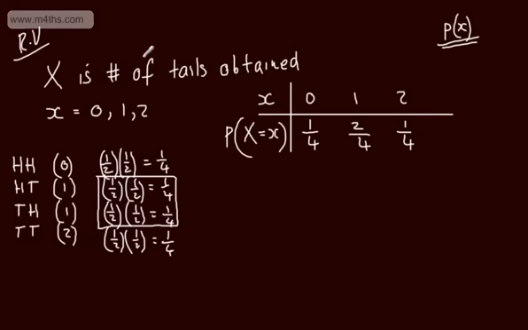So x is a random variable, the number of tails obtained. X can take these values, so these are the particular values, and these are the associated probabilities. So we call this the probability distribution of the random variable x. It will come as no surprise that the sum of the probability of x being equal to x is 1.